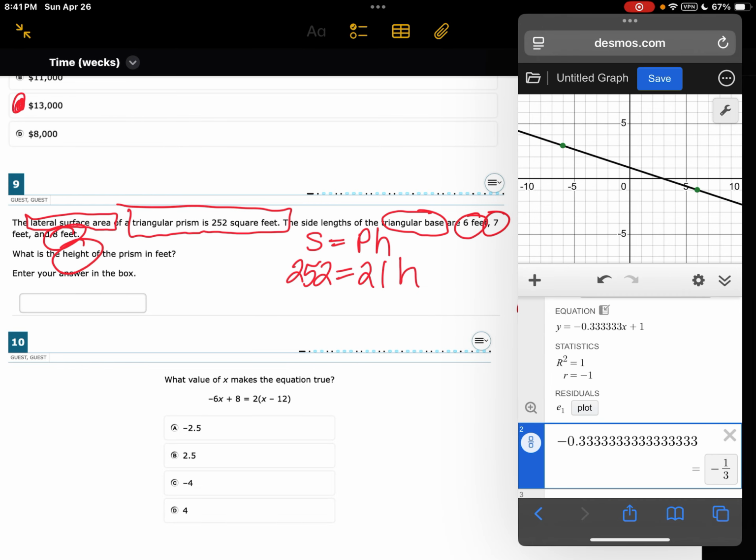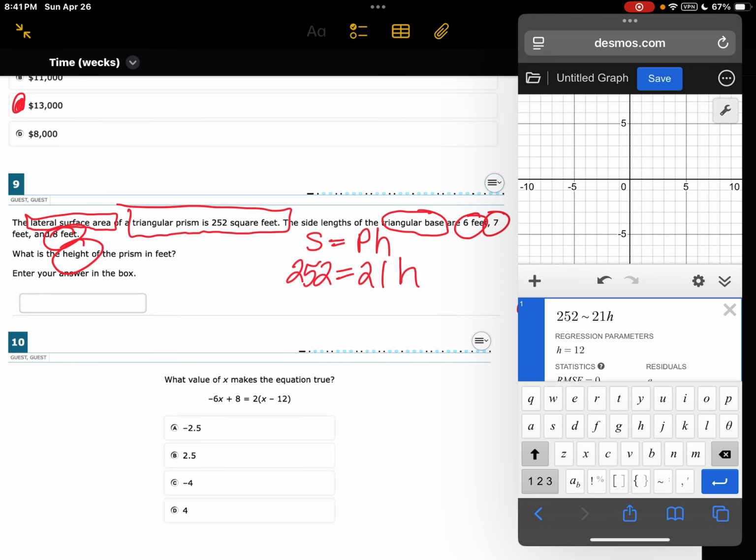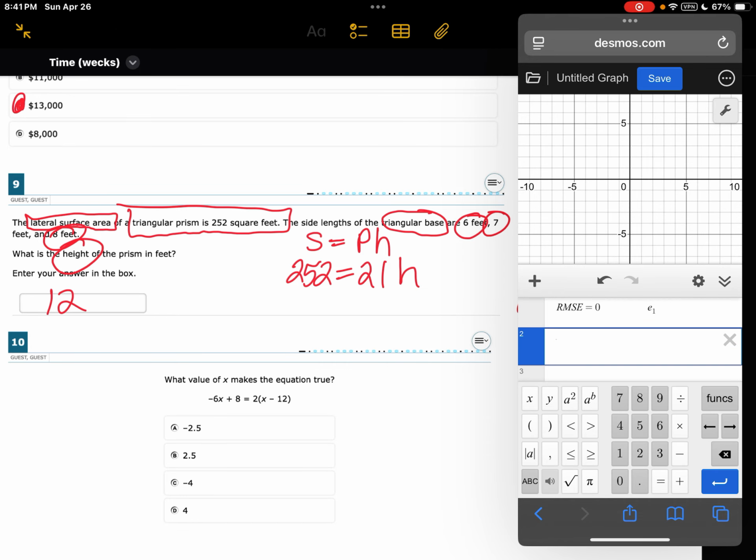If you wanted to just divide that right now, you could. Or go into Desmos and type my algebra equation. Never hit the equal sign. 252 equals 21 times h. My h would equal 12. And if I wanted to check my answer, I could do, does 21 times 12 equal 252? It does. So I know I got that right.